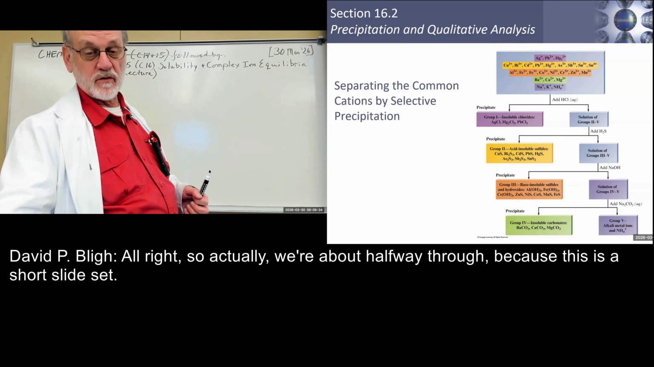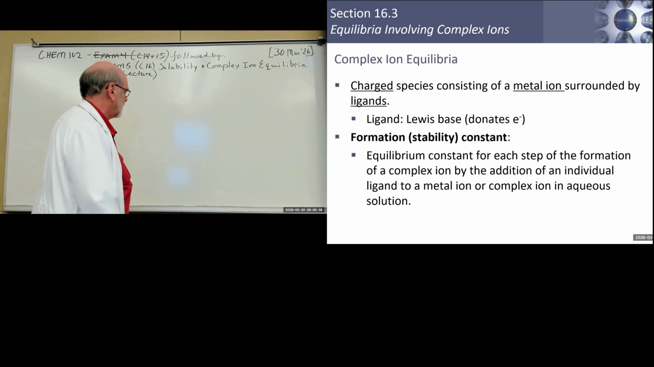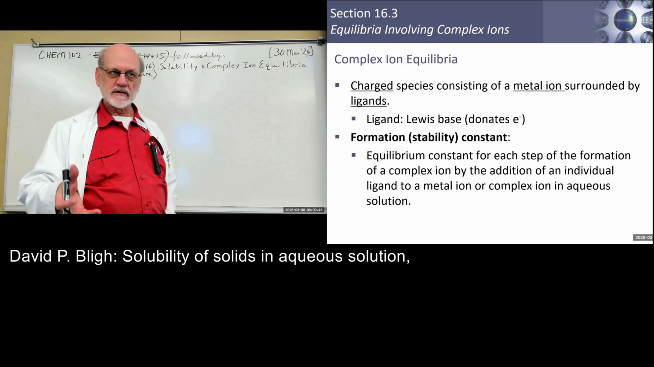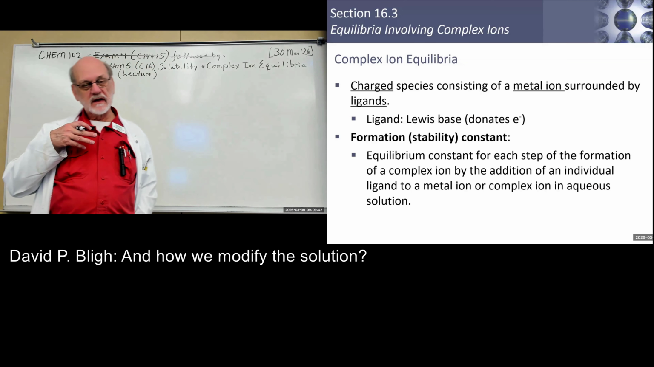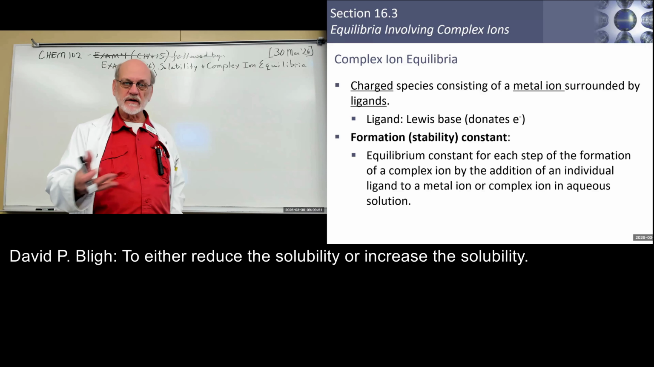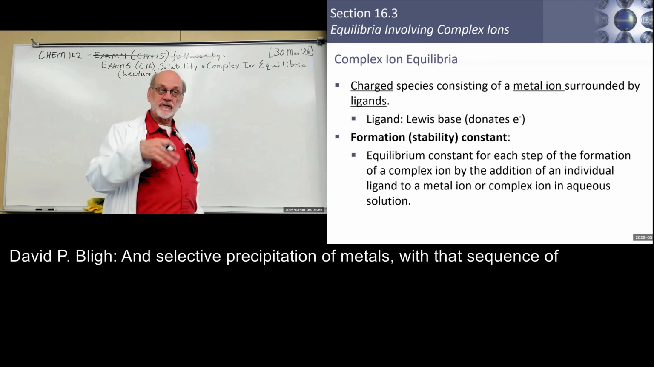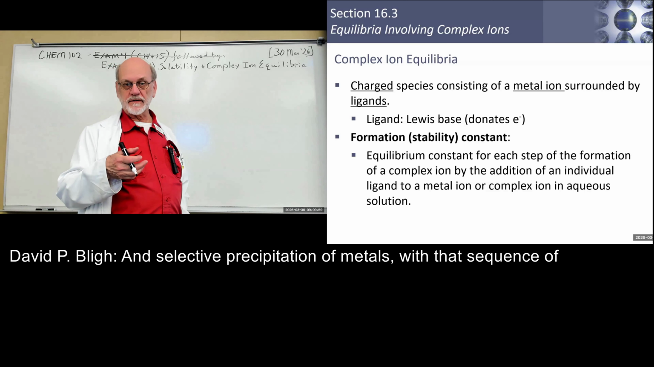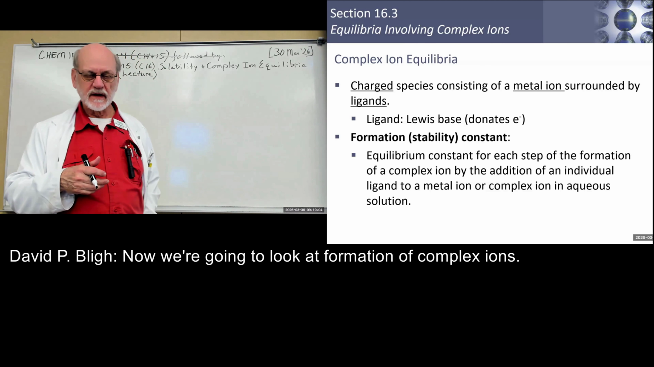All right. So we're about halfway through because this is a short slide set. So up to this point, we've talked about solubility of solids in aqueous solution, and how we modify the solution to either reduce the solubility or increase the solubility, and selective precipitation of metals with that sequence of steps that I just showed you.